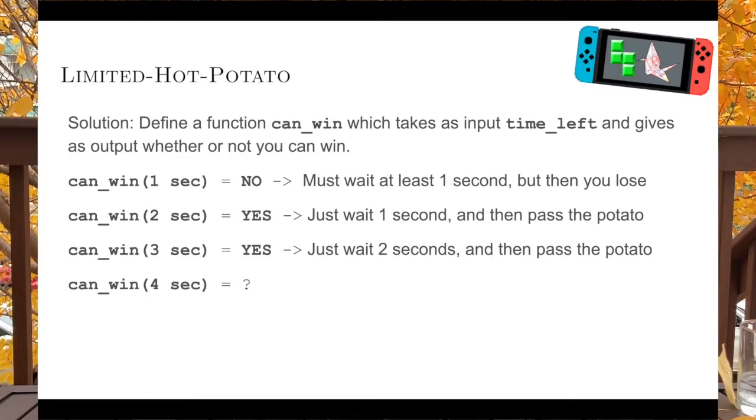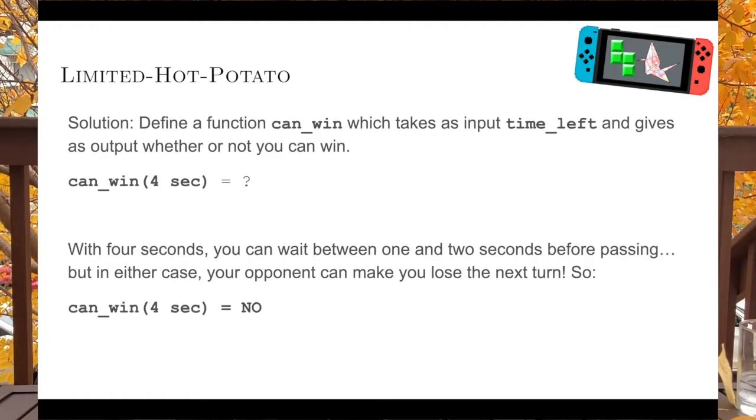Now, what do we do if there's 4 seconds left? What's the answer? Well, you have a couple options. You could wait 1 second or 2 seconds. But in either case, your opponent can win based on what we've just calculated, right? Can Win for 2 seconds and Can Win for 3 seconds is equal to yes. So, because we can't go to any position other than one in which our opponent will win, Can Win for 4 seconds is no. That is, our only option is to hand the opponent a win.